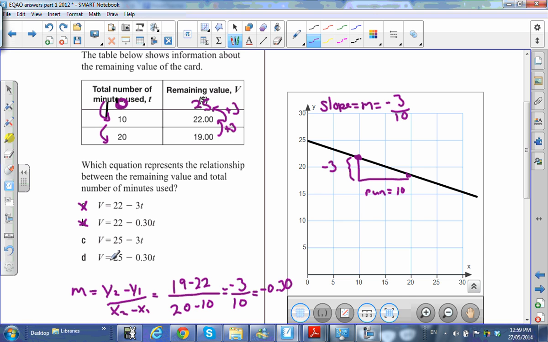Okay, so we know the y-intercept is 25, either using the table or using the graph, and we know the slope is going to be -0.30 using the table or again from the graph. So here's my answer down here. Okay, so a little trickier.